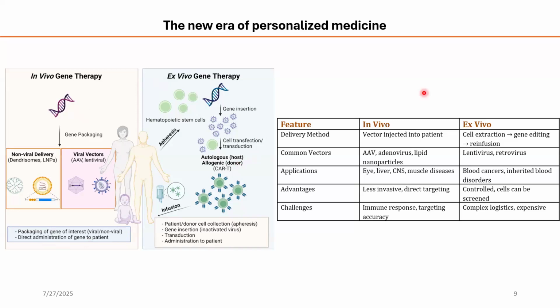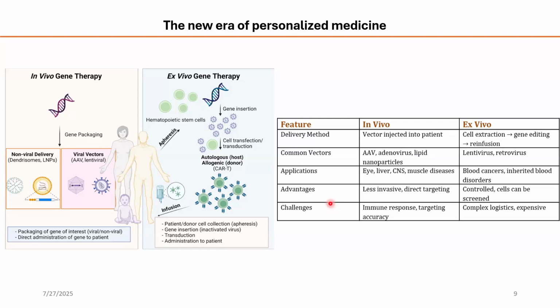So here is just a comparison. The delivery method for the in vivo is using a vector injected into the patient. For the ex vivo, you extract the cell, do a gene edit and reinfuse. Most of the common vectors used in vivo are adeno-associated virus, adenovirus, lipids and nanoparticles. In the case of ex vivo, you transfect the cell, where the gene is introduced into the cell using lentivirus or retrovirus in the laboratory. In vivo is applicable in the eye, liver, CNS and muscular disorders. In the case of ex vivo, it is for blood cancers and inherited blood disorders.